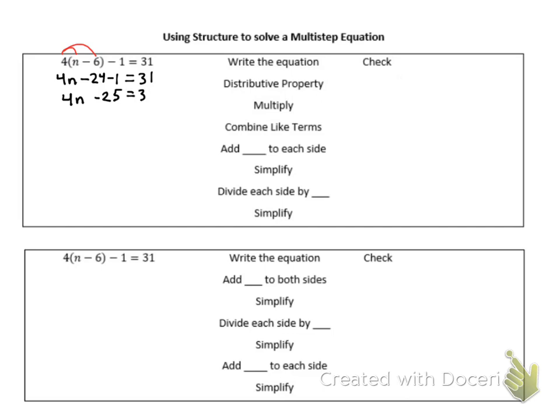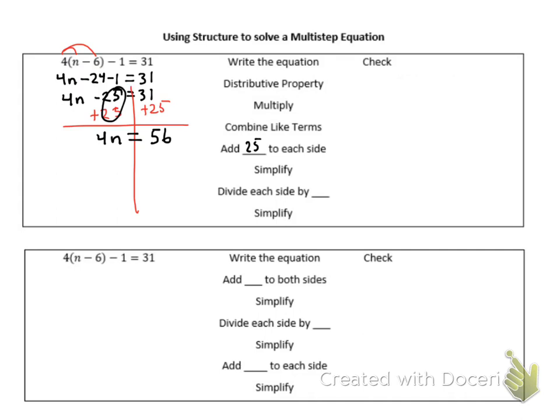So minus 25. Now that we've got that, it's starting to look a lot like equations we've dealt with before. Because we're subtracting 25, we will add 25 to each side. And once we've done that, negative 25 plus 25 is 0. 4n minus that 0 is just 4n. 31 plus 25 is 56.